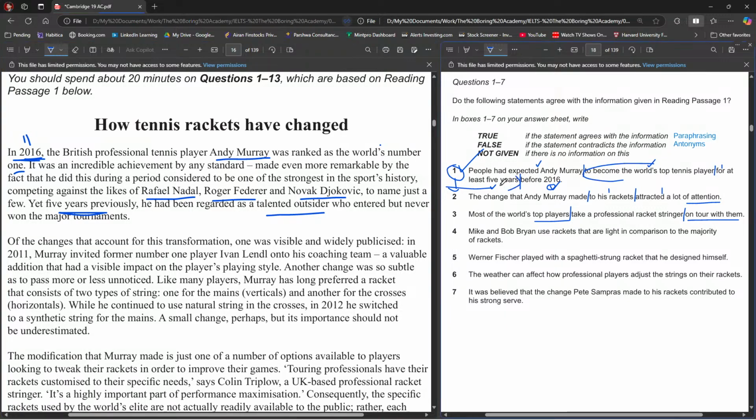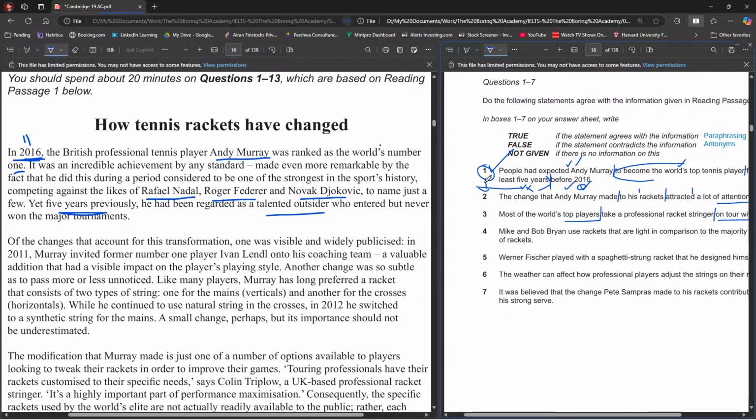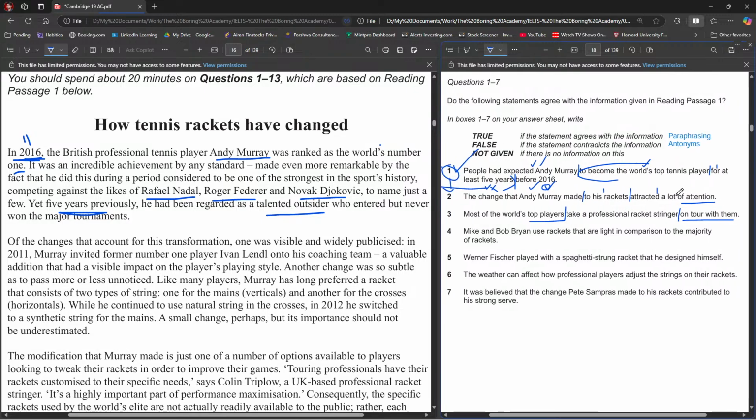False. Did you see that this is contradicting? Before 5 years, they did not expect him to be world's number one player. They just saw him as a talented outsider who joined these tournaments, but he never won any of them. So one information is contradicting, the rest is true. So as we have this contradicting information, what should we select? True, false or not given? False. And one more thing is, did we come across anything about Andy Murray attracting attention or anything like that?